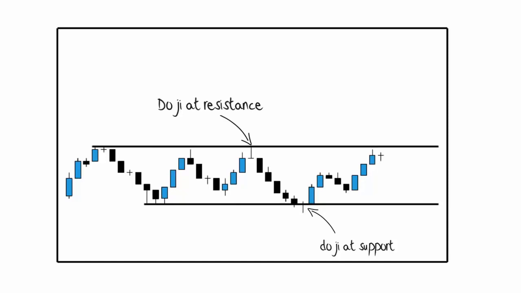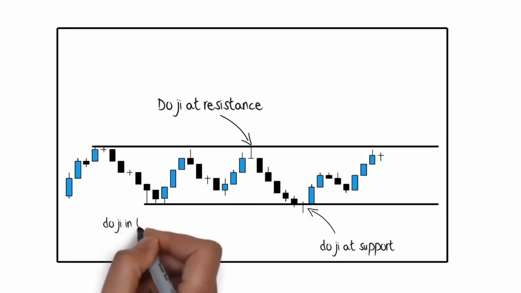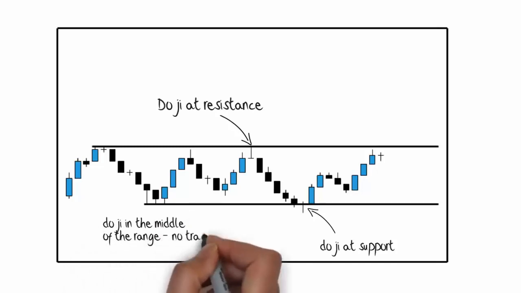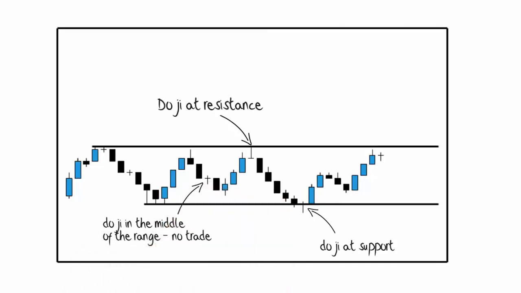The most important thing to remember when trading candlestick signals is to look at the context. A doji in the middle of a trading range means absolutely nothing and you should never trade it. A doji at support or resistance, however, is a completely different story.